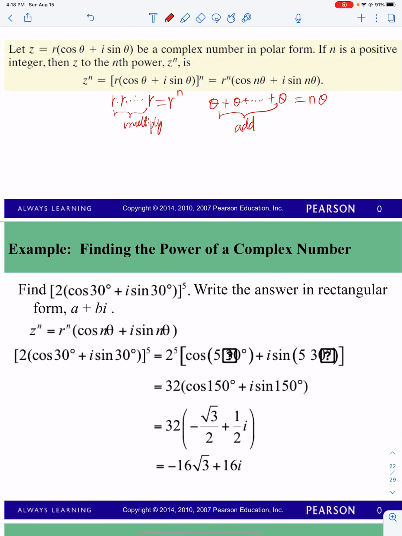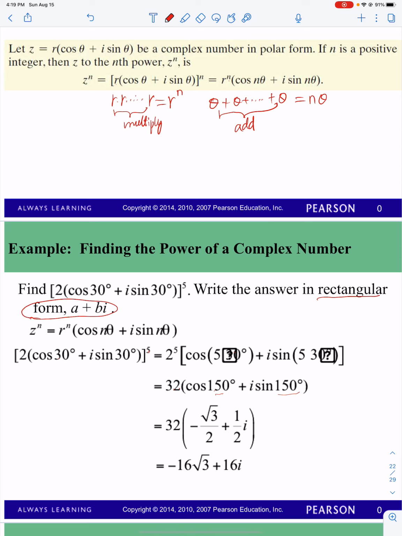Okay, so this is this one thing. 2 to the 5 is 32, and 5 multiplied by the theta is 150. And you wanted the form in the what? Rectangular form. Then this means you can simplify. It's negative square root of 3 over 2 because this is what? Second quadrant. Quadrant 2, cosine negative, sine is still positive, so you have this. Perfect. Good.